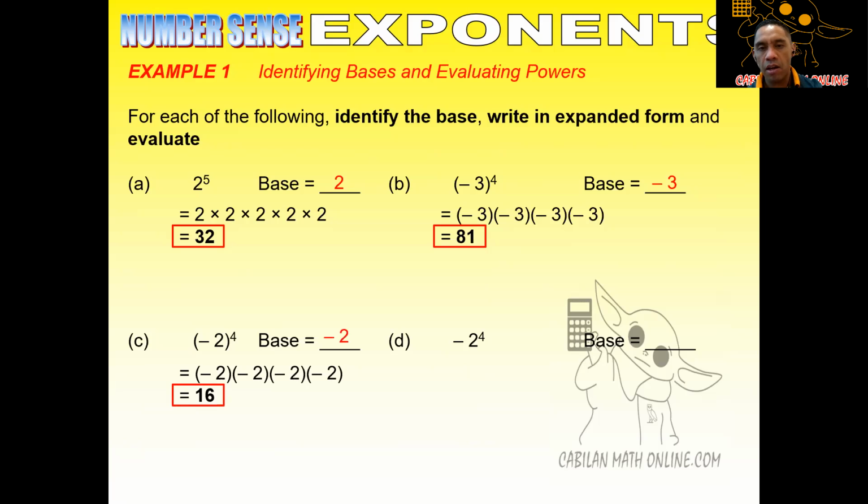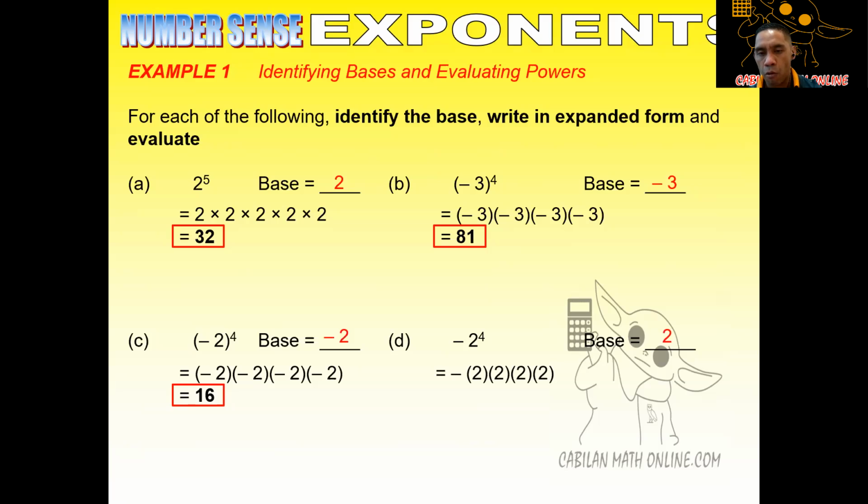This is a very important step, especially when you're dealing with negative numbers without brackets. So for part D, for example, notice that 2, not -2, is attached to the exponent. So the base of part D is not -2, but 2. The way you have to understand that is that when you rewrite the next step in expanded form, you take the 2, and that's going to multiply itself 4 times, and the negative goes in front.